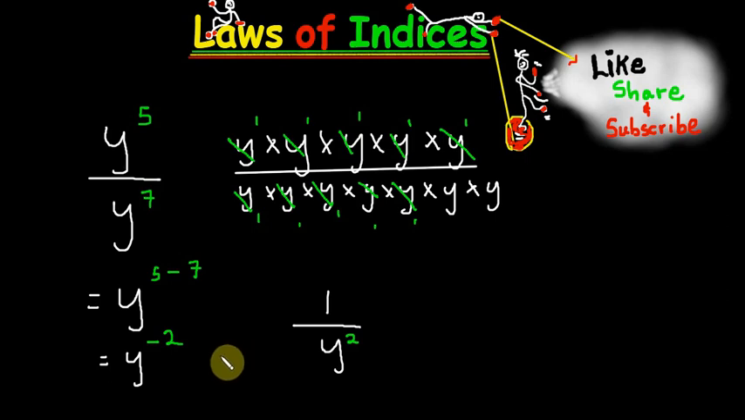Yes. Good. So here we have y to the minus 2, and on this side we have 1 divided by y to the second power. Now what does this mean? Left side is equal to right side.